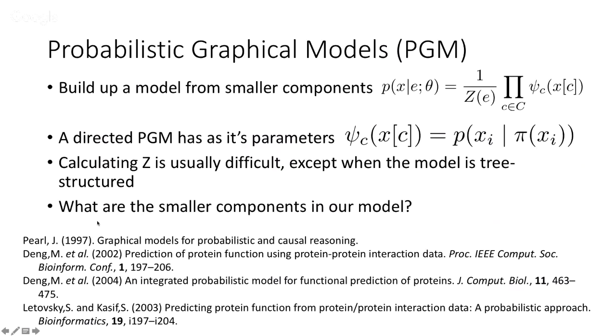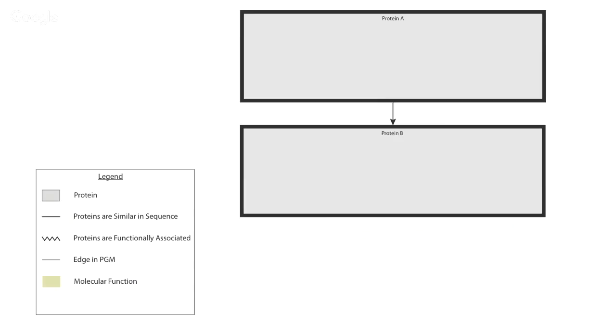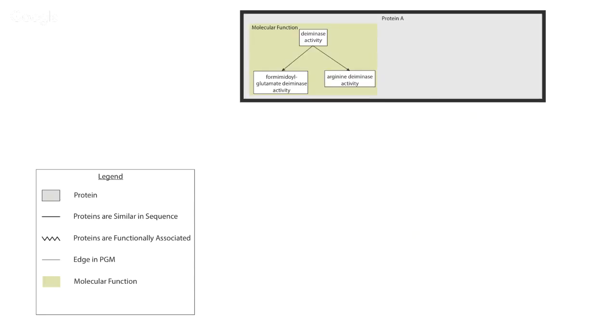So all we really have to do to solve this whole function prediction problem is just define these smaller components of the model and also figure out how to calculate the parameters that are reasonable and give us good results. So let's say, as a toy example, we're starting with just two proteins, a network of two proteins, protein A and protein B. And those two proteins are related by sequence similarity. So they have similar sequences.